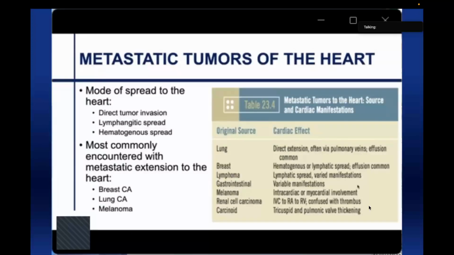As stated here, your original source, if you have lung, there is a direct extension, often via your pulmonary veins or your effusion. Common breast, hematogenous or lymphatic spread. Lymphoma, not through lymphatic spread. GI, variable manifestations. Your melanoma, intracardiac or myocardial involvement. Your renal cell carcinoma through IVC to RA to RV, then sometimes it confuses us with thrombus. Carcinoid, your tricuspid and your pulmonic valve thickening.